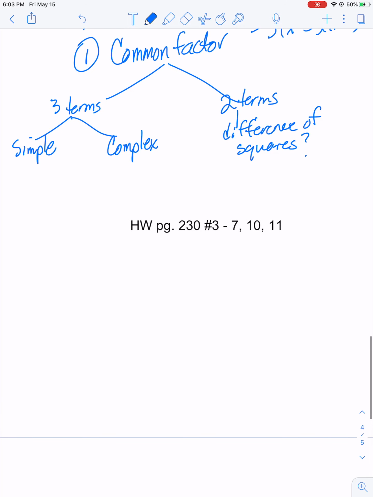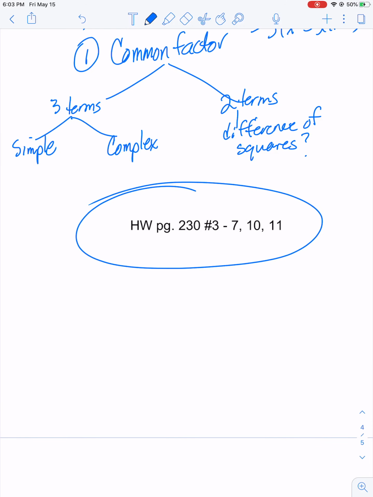Okay, so here's some homework for you to try. Page 230, numbers 3 to 7 and 10 and 11, and that is going to be it for this week.